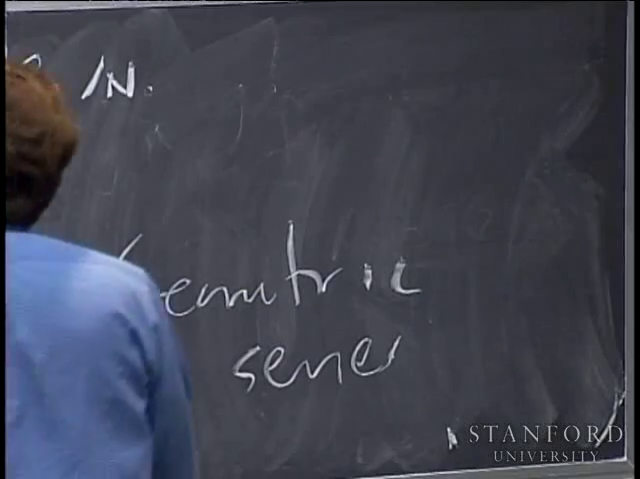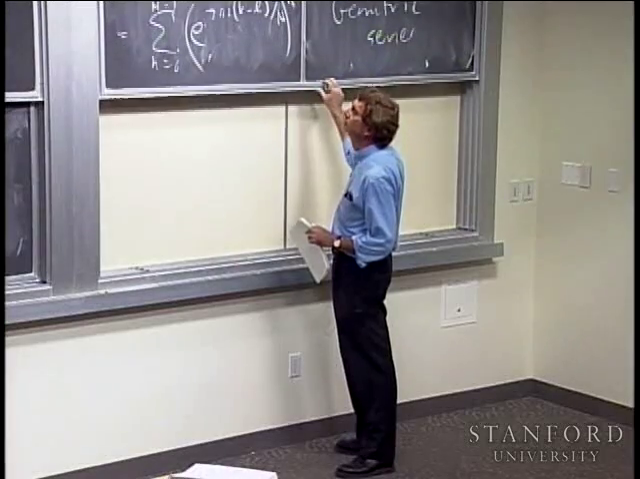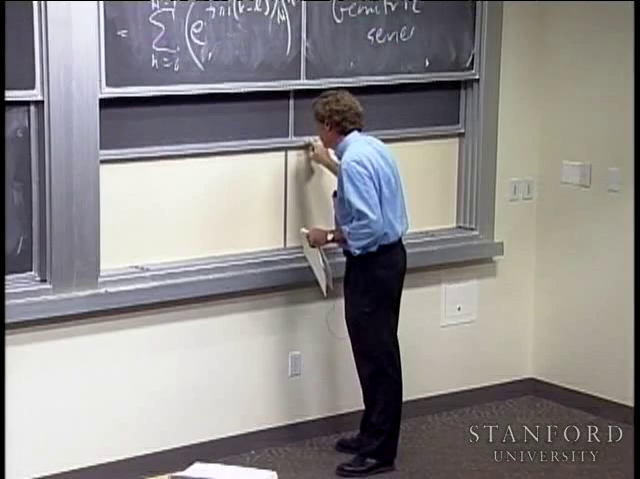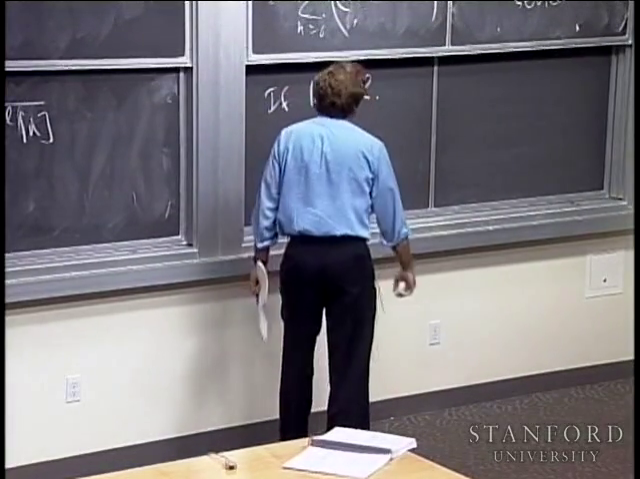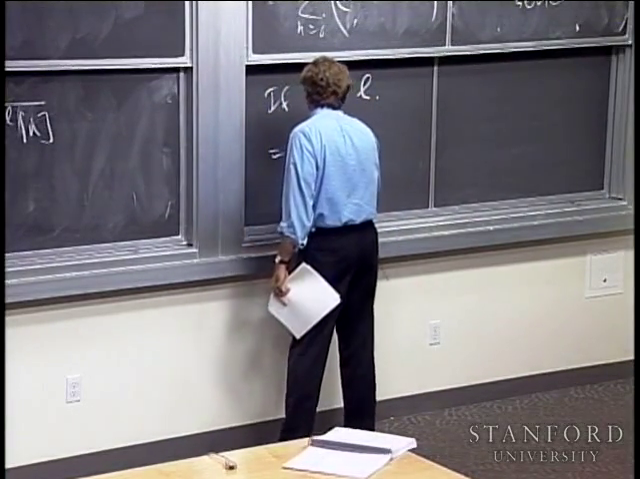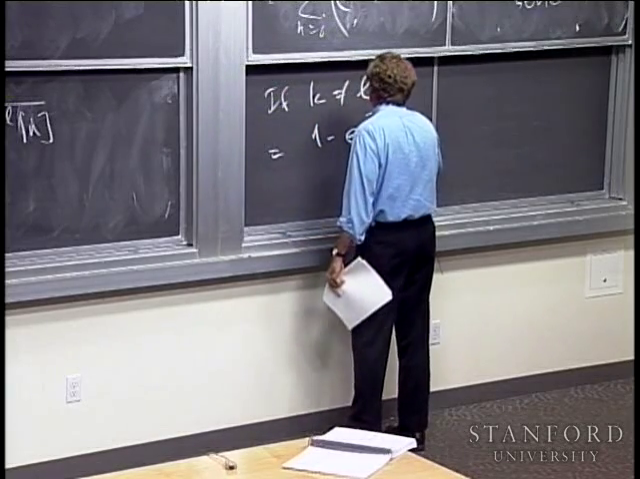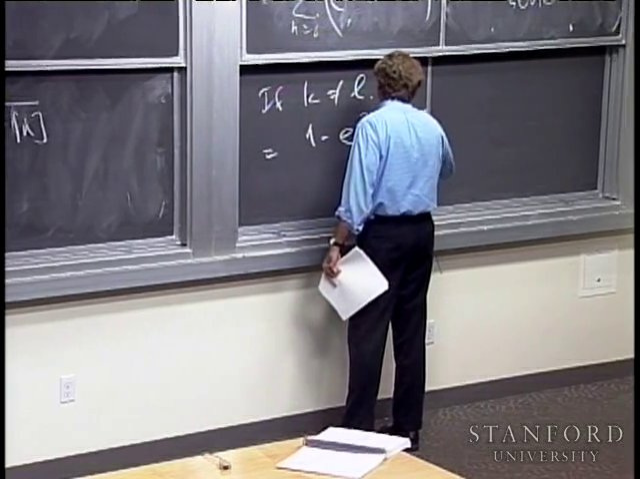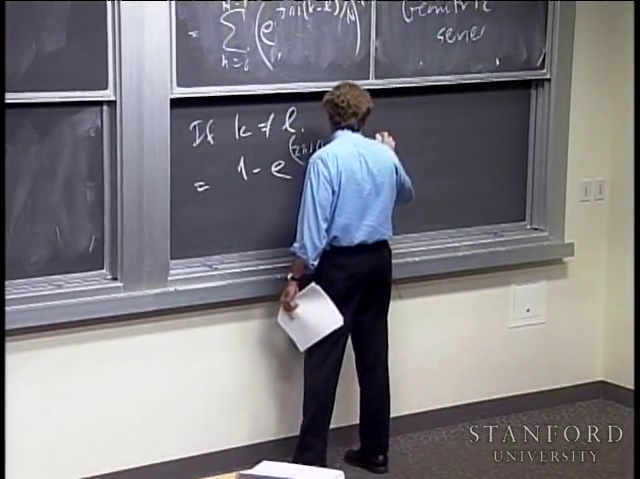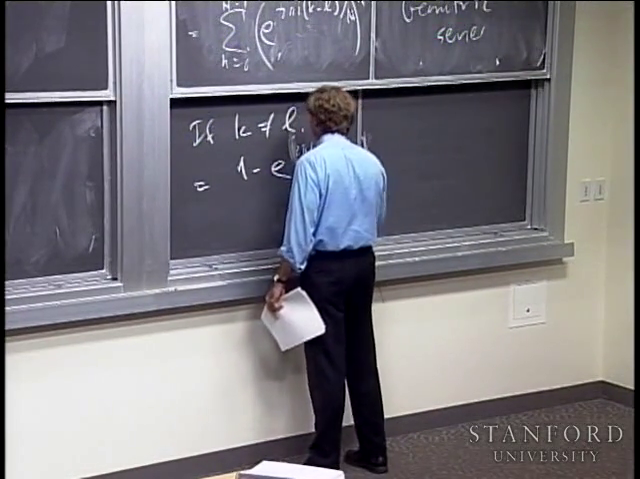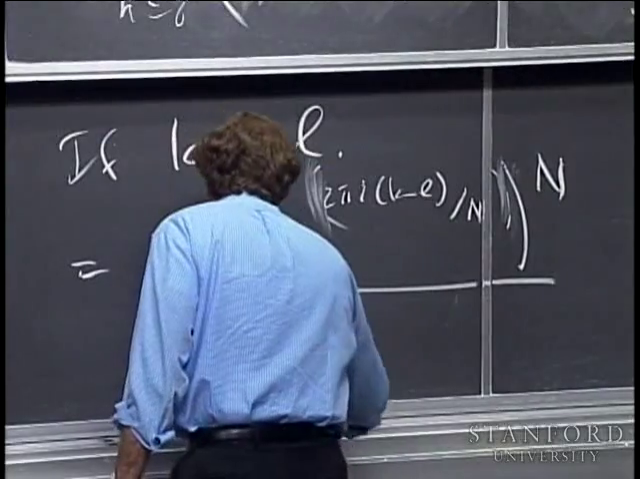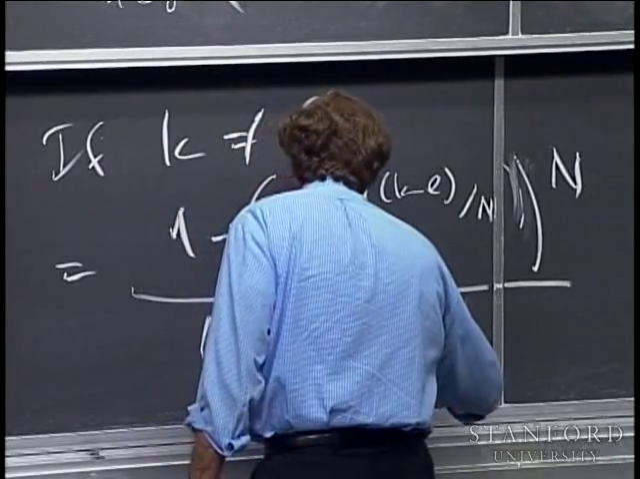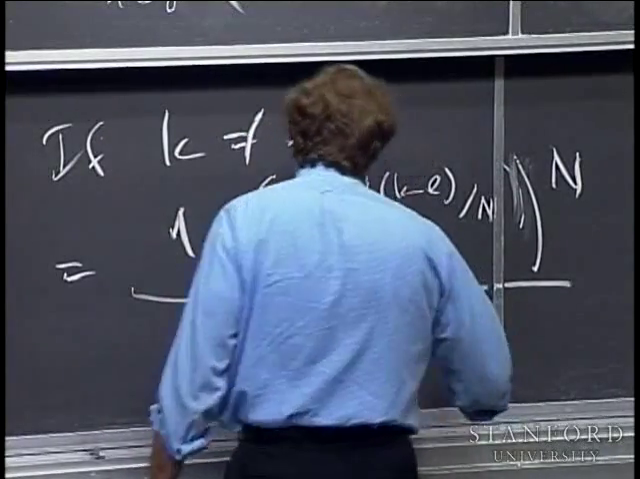So if k is not equal to l, then this sum is equal to 1 minus e to the 2 pi i (k minus l) divided by n, raised to the nth power, divided by 1 minus e to the 2 pi i (k minus l) divided by n.